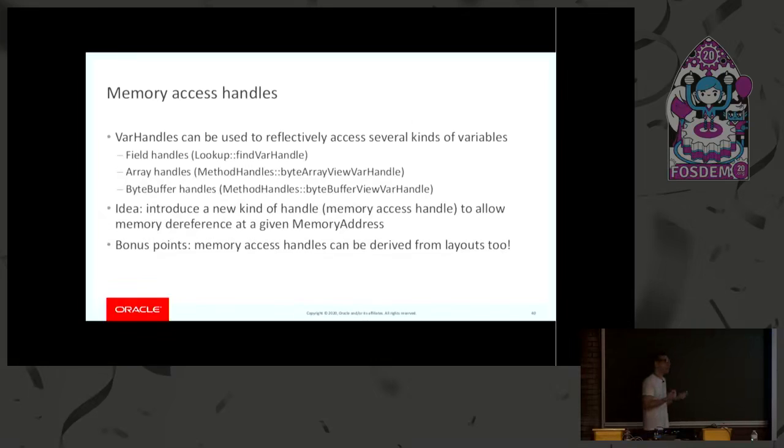A variable gives you reflective access to a Java field, but also to more variables, such as array elements or ByteBuffer elements. So it kind of felt natural to also provide a new variable that was able to give you access to, for example, off-heap memory by taking a memory address as a coordinate.